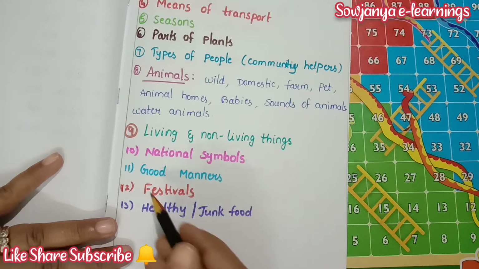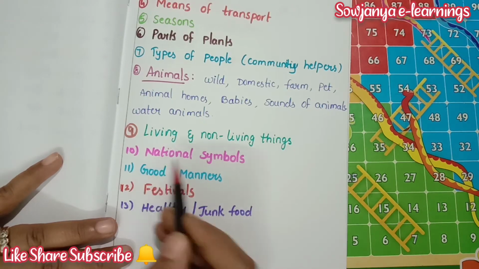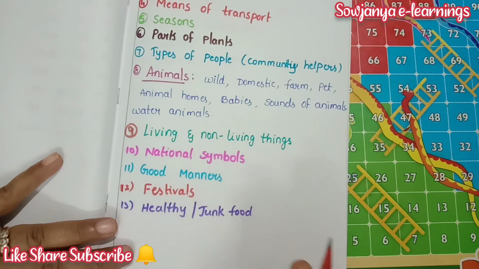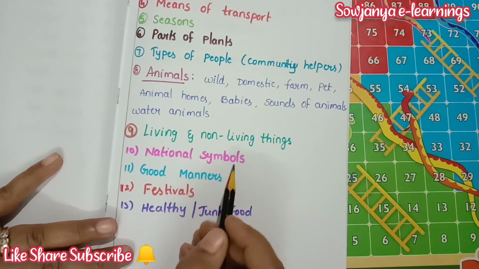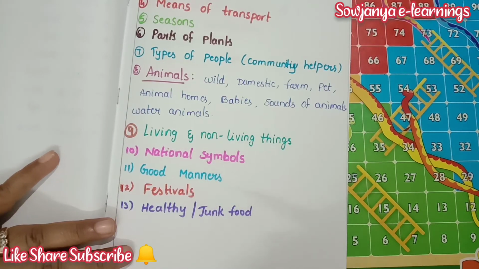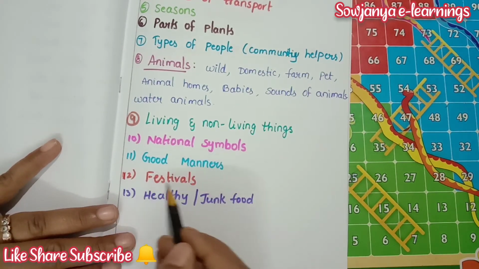Like we have some national symbols, no? Like tiger is our national animal. Like that we have to show them and we have to tell them. Good manners. Festivals.